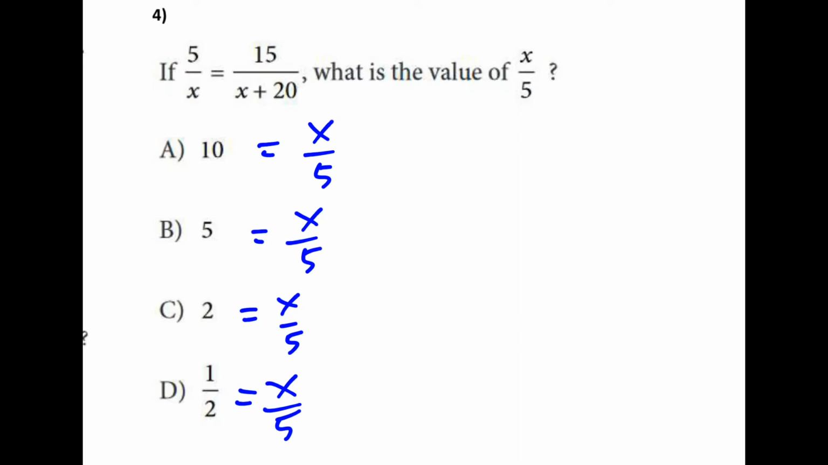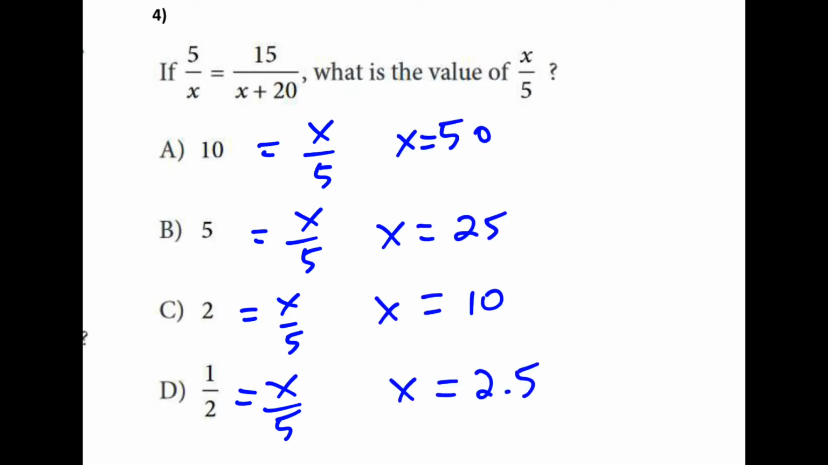I suppose you could try to work backwards from this and plug in the different values and set each of these equal to x over 5. And if you solved each of these for x, we would get 50, 25, 10, and 2.5. And I could plug these into this original equation and see which one of these is true.